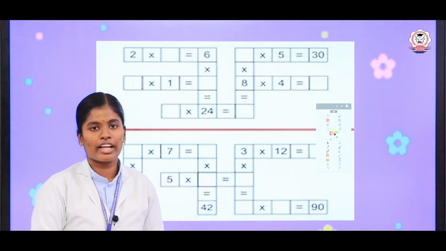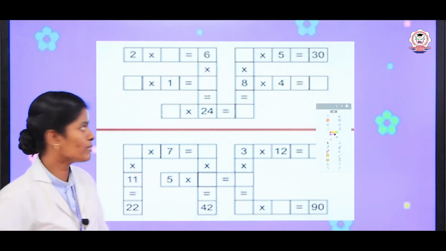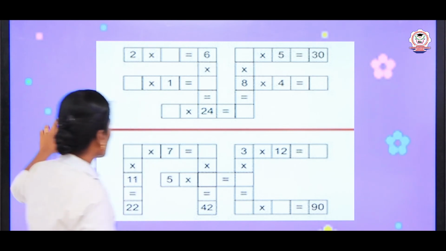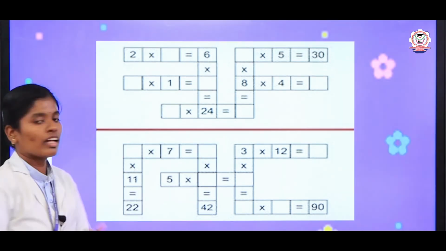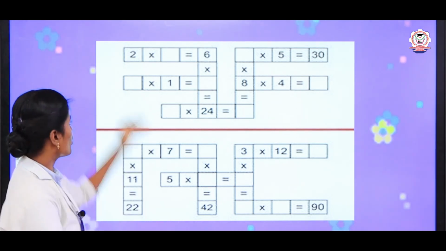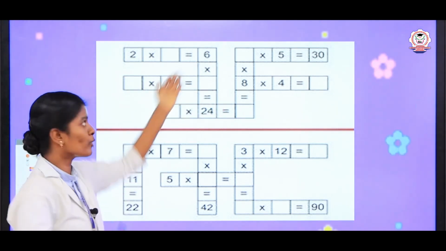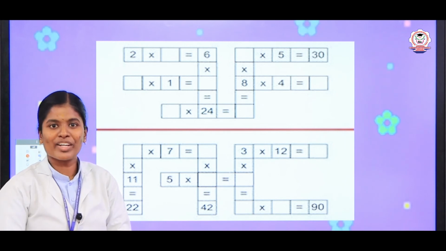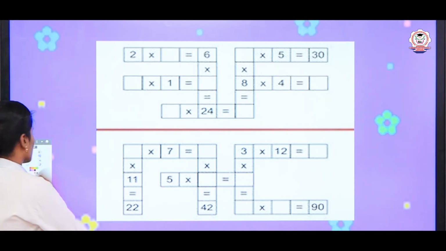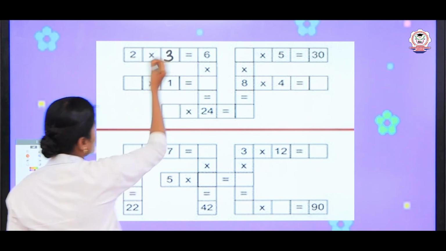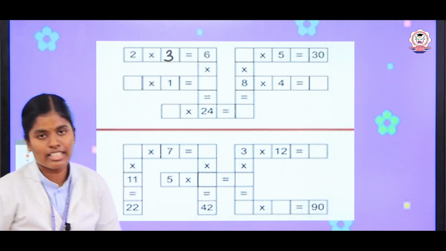Listen children, now we are going to see a very interesting puzzle. Listen here. We have the question: 2 multiplied by some number equals 6. Now tell me Pratika, what number should be used to multiply by 2 to get the product as 6? Very good. The answer is 3. So write here 3. So 2 3s are 6.